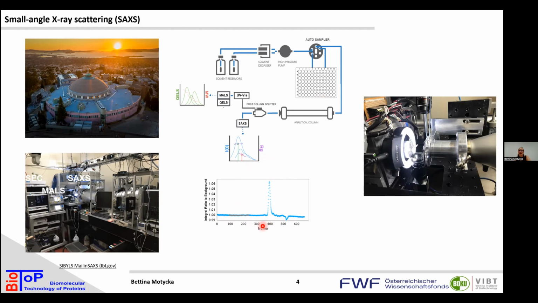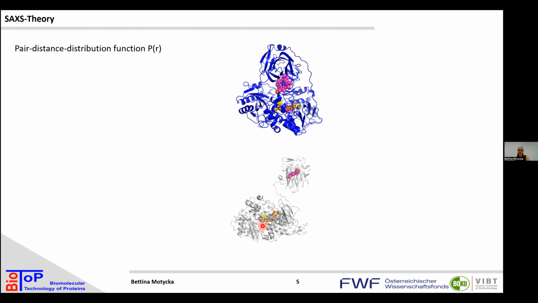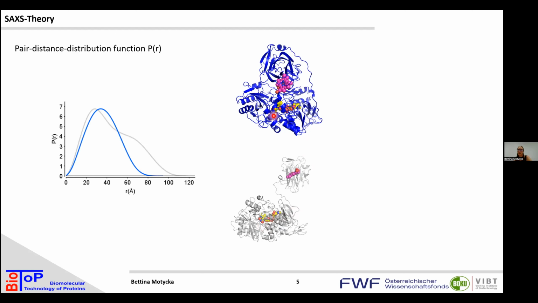And now talking about the pair distance distribution function, also Greg introduced it to you shortly. I want to do it once more with the two models I showed you before, with the closed and the open state. As a reminder, the P(r) function is calculated by picking one atom, then you measure the distance to all other atoms. Then you pick the next atom, and again you measure the distance to all other atoms except for the one you already measured. And you repeat this for the whole enzyme or protein. And then a P(r) function looks like that.